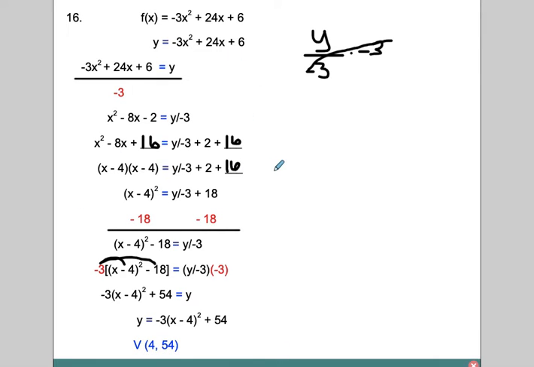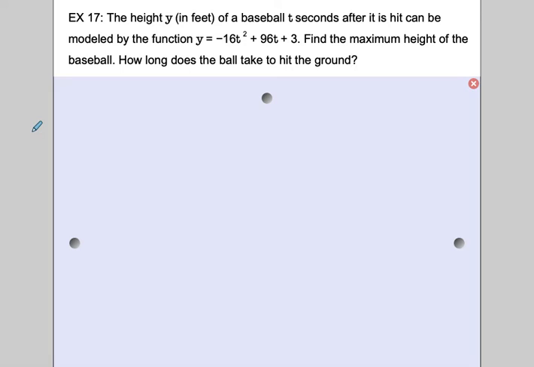Now, where could I apply this other than just finding the vertex? Well, we're going to do one application problem together. The problem states the following. The height in feet of a baseball hit t seconds after it is hit can be modeled by the equation or function y equals negative 16t squared plus 96t plus 3. Find the maximum height of the baseball.